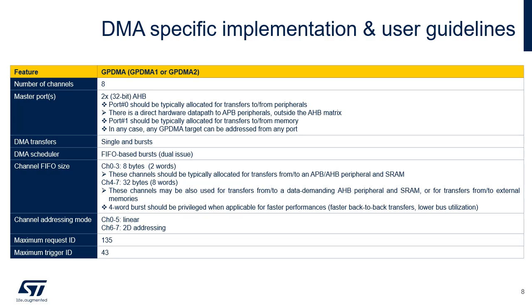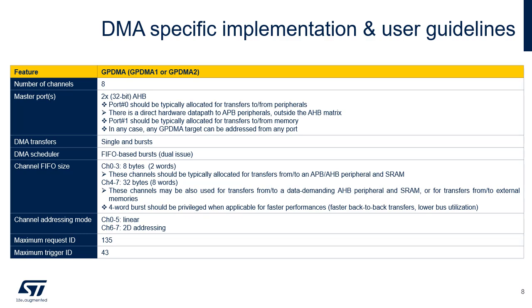The GPDMA supports burst transfers and single transfers if the burst length is set to 1. These burst transfers are performed through a per-channel FIFO for queuing source and destination transfers. The depth of the FIFO is 8 bytes for channels 0 to 3 and 32 bytes for channels 4 to 7. Consequently, channels 0 to 3 should be allocated for transfers involving peripherals and channels 4 to 7 should be allocated for memory-to-memory transfers and transfers involving data-demanding AHB peripherals.